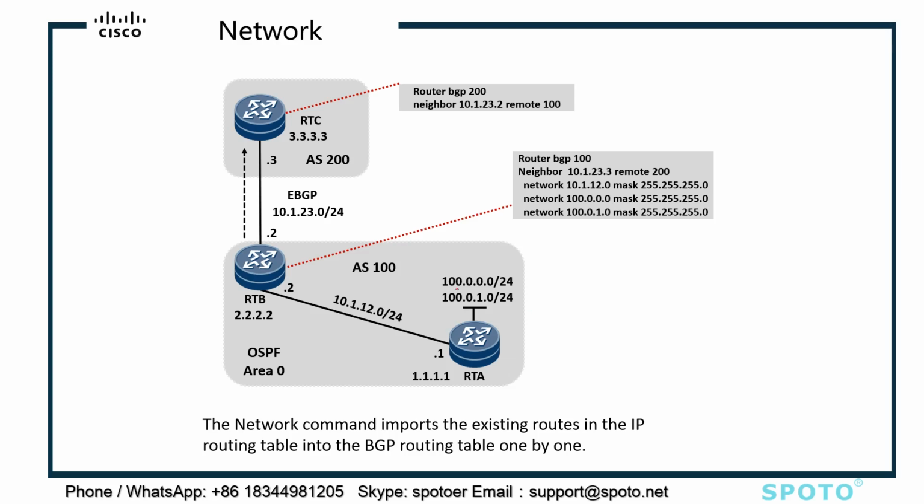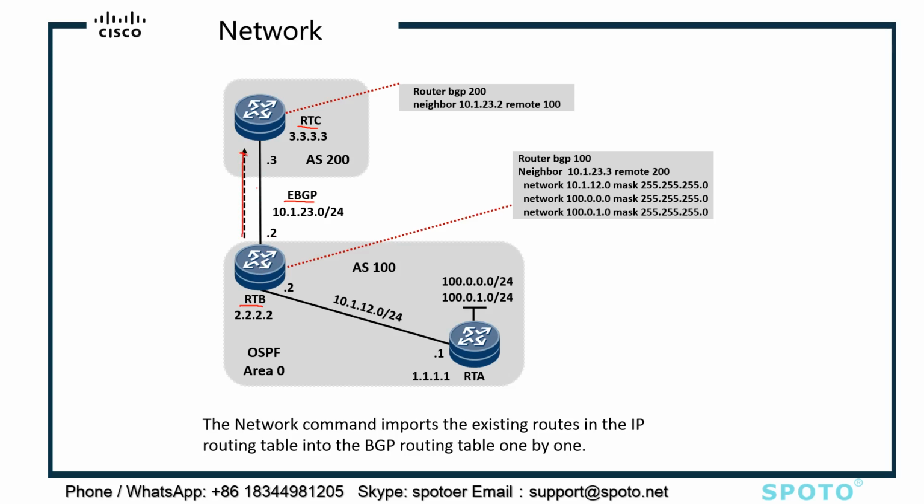Okay, so next is after we successfully establish the neighbor relationship. In this topology, we can see we have RTC and RTB. At first, we need to establish the IBGP neighbor between RTB and RTC. And in the next part, we want to advertise the route to RTB, so RTB can send the route to RTC. We can see this here.